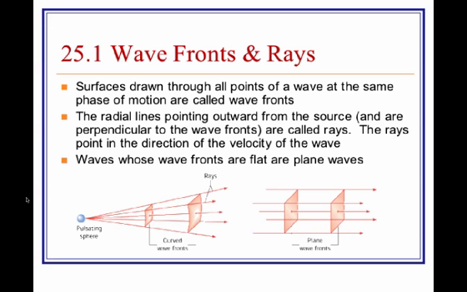Now, far away from these point sources, we can assume that the rays are kind of parallel to each other, but this is at great distances away. Other than that, we just have a wave front. So you could have a plane wave front or a curved wave front. This is just kind of how waves travel.